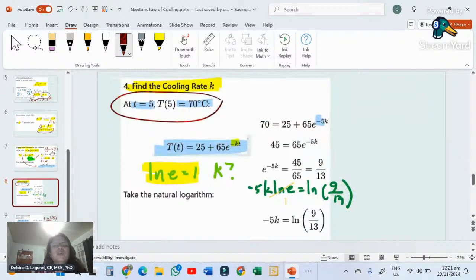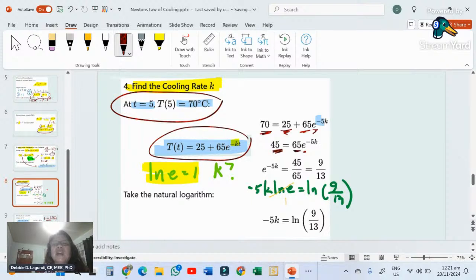Okay, so with the working definition, the temperature at 5 will be 70, and then you have 25 plus 65 e to the negative 5k, where k will be a variable. So 70 minus 25 will be 45, and on the other side you have 65 e to the negative 5k. So what will you do to find k? Divide 45 by 65. So let's do it here. 45 is equal to 65.